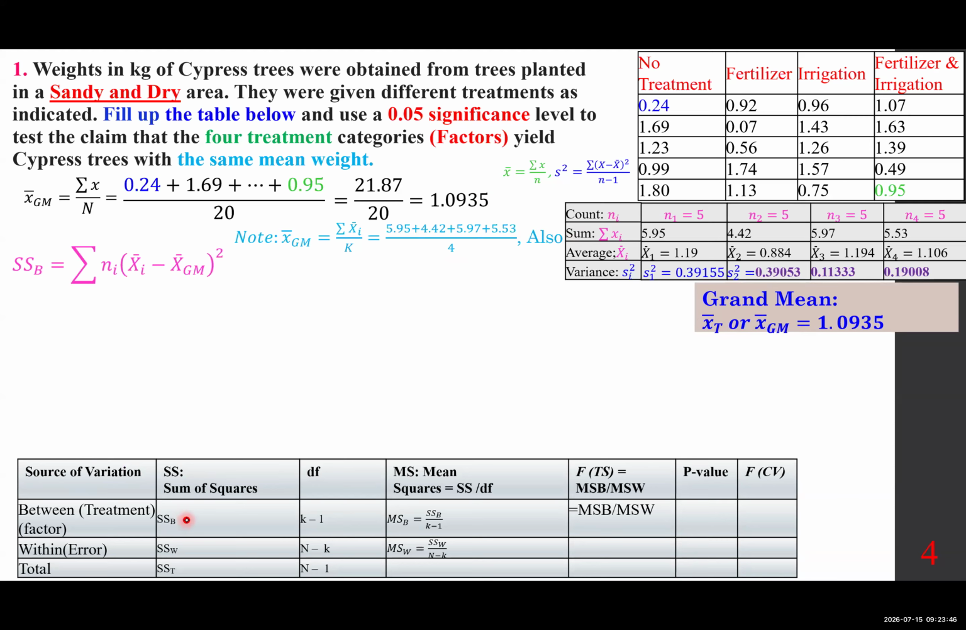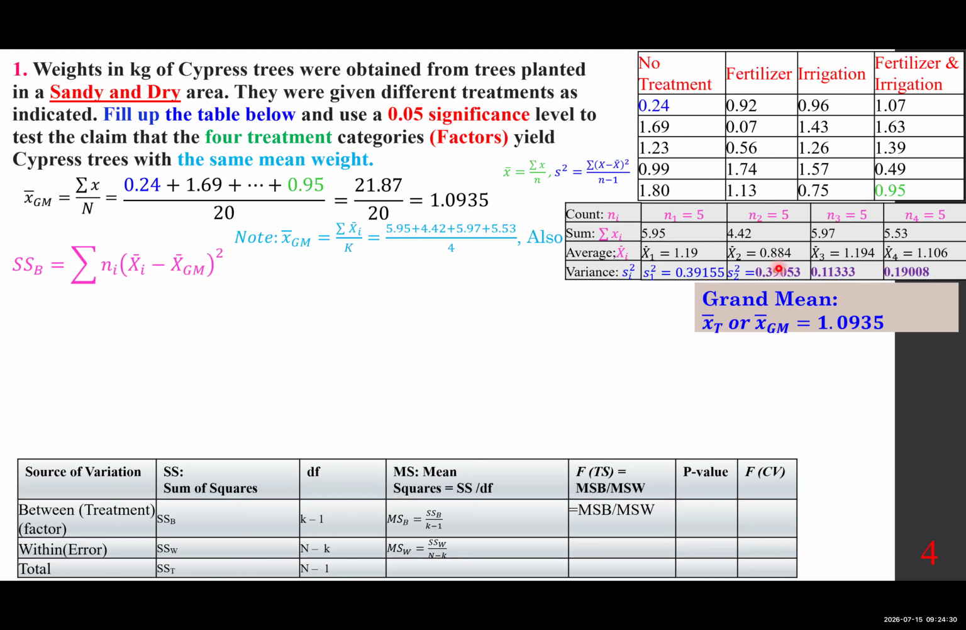SSB, the between sum, if you will: n sub i, (x sub i bar minus x bar gm, grand mean) squared. And so for each group, we are going to use the n. For example, for this group, n is 5. By the way, n happens to be the same for all of them. They may not be. That's why we have that. Otherwise, it's very straightforward. So 5, and then you multiply that by the mean minus the grand mean. So what is the mean for this group? 1.19 minus the grand mean, and then square it.